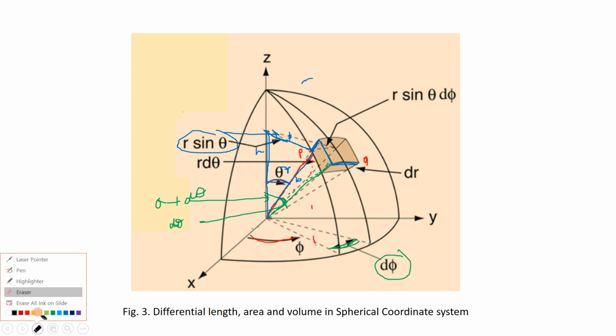Oh, sorry, one second. There's a mistake. This is not 90 degrees, this is 90 degrees. Yes, this will be perpendicular, because this is the radius and you have to draw a perpendicular line with respect to the z-axis. So this is actually the hypotenuse, and this is the base. The hypotenuse is r, so this one will be r sine theta and this one will be r cos theta.